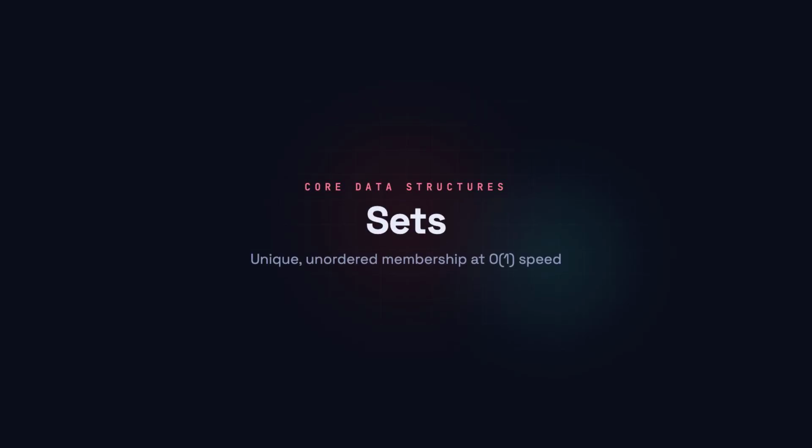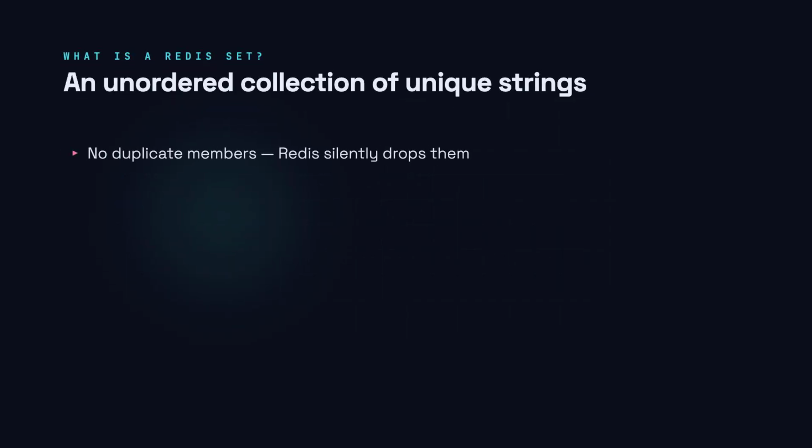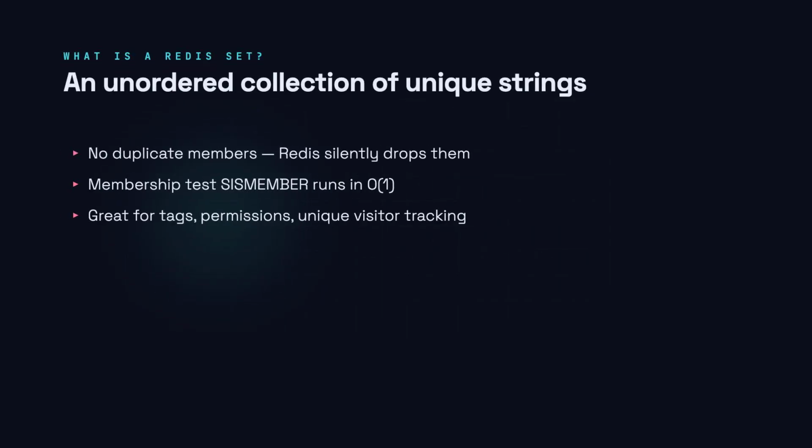In this video, we cover Redis sets, an unordered collection where every member is unique and membership checks are nearly instant, no matter how large the set grows. Reach for a set anytime you need to track a group of unique things, like the tags on a post or which users have seen a notification, and you want instant answers to the question, is this item in the group?